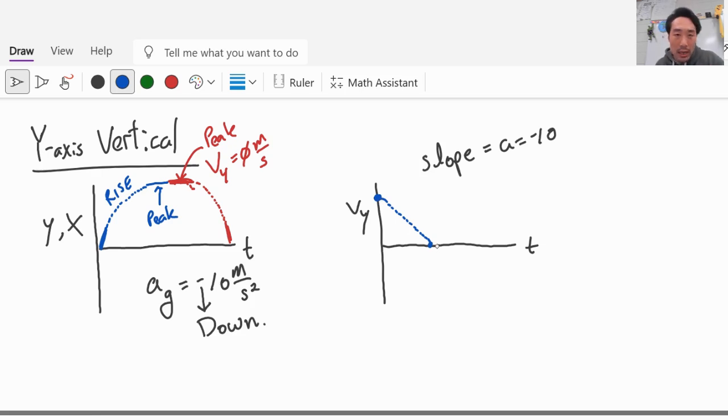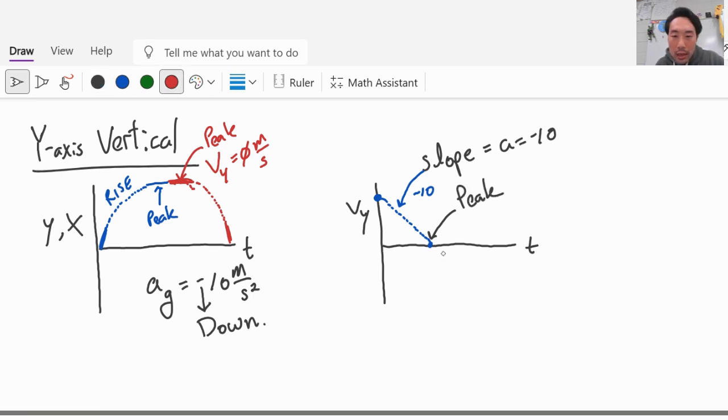Now, the important idea is that the object doesn't freeze midair. It just freezes in the up and down axis, not side to side. It's still moving side to side. And here's the important thing: this slope is going to be negative 10. After we reach the peak, I think that's important enough for me to put that down. That point right there is the peak.